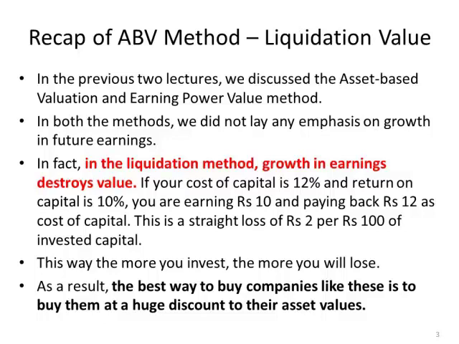So if we wanted to buy companies like this, we would need to buy them at a huge discount to their asset values, right? That's the only way we can see that a business like this would be valuable, because it's certainly not valuable on the basis of its earnings. And given that its cost of capital is higher than its return on capital, the sensible thing for a company like this would simply be to liquidate its assets, right? It doesn't really make sense for the company to continue operating under these circumstances. Alright, so that's the ABV method of liquidation value.